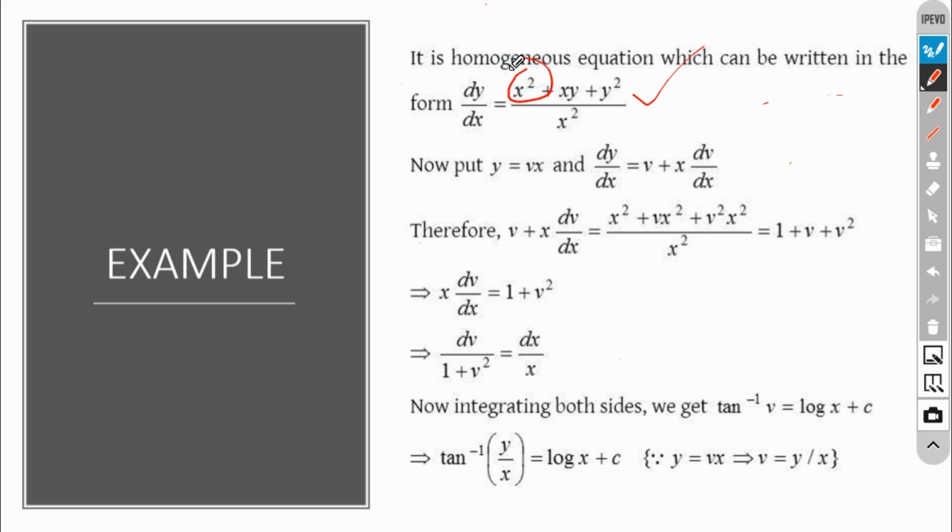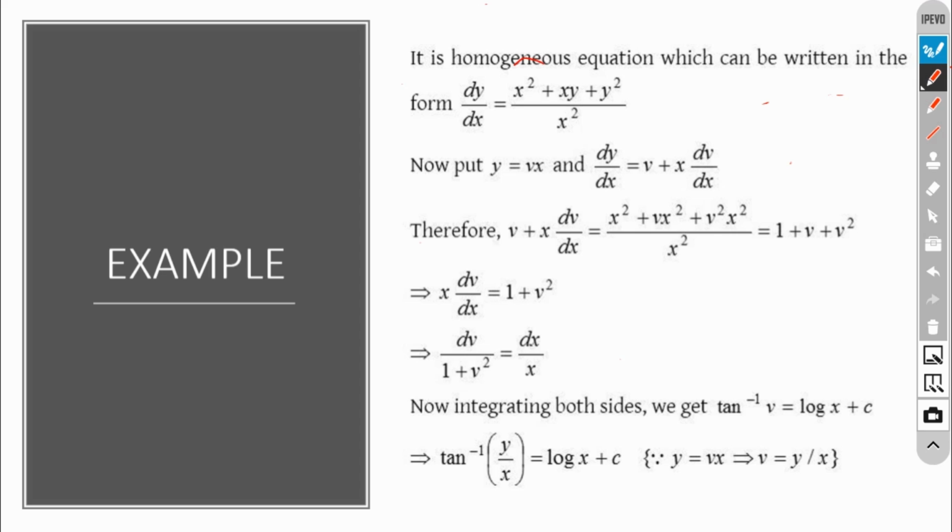Here the degree is 2, and in xy the degree is also 2, because the exponent of x is 1 and the exponent of y is 1, so 1 plus 1 is equal to 2. And here also y square means degree is 2, so the degree of each term in the numerator and denominator is the same. Since the degree of each term is the same, therefore it is a homogeneous equation, because in a homogeneous equation the degree of each term is the same.